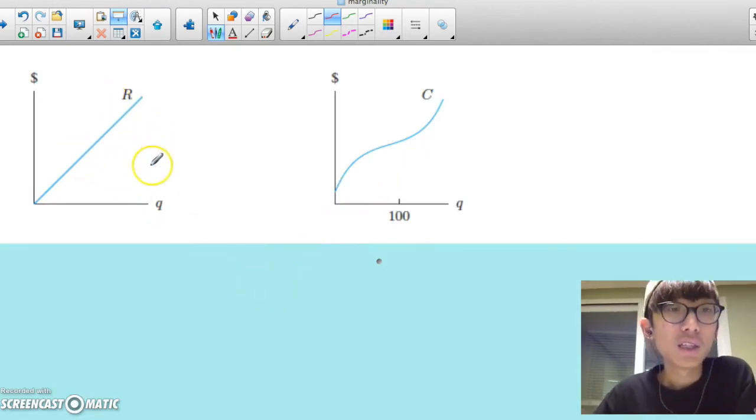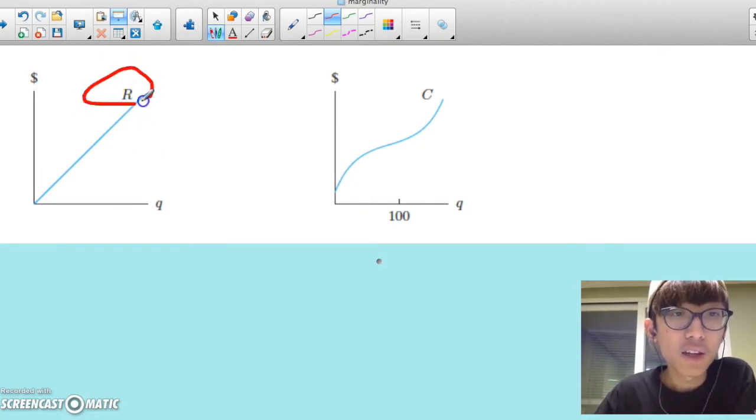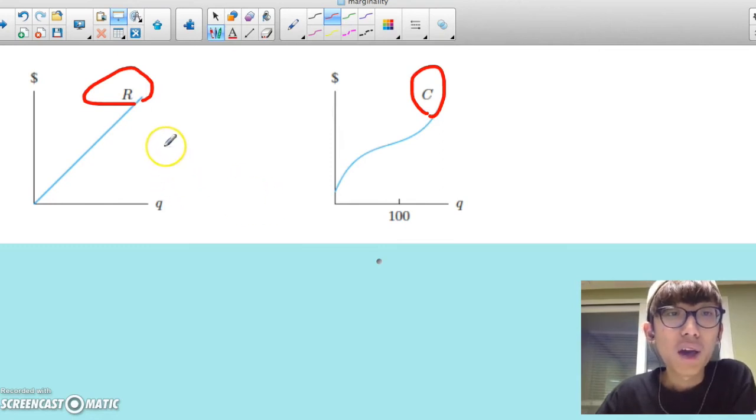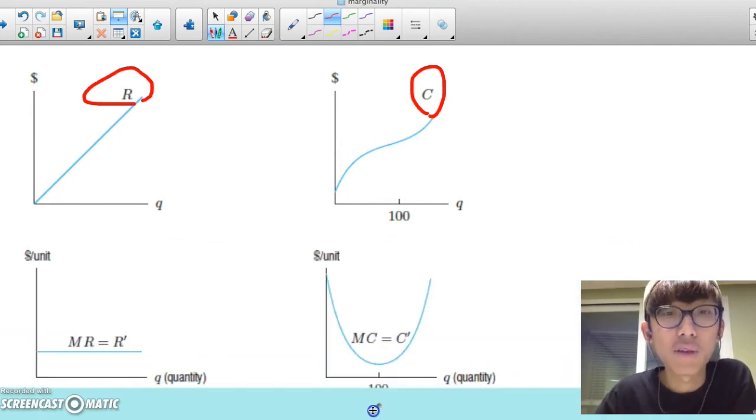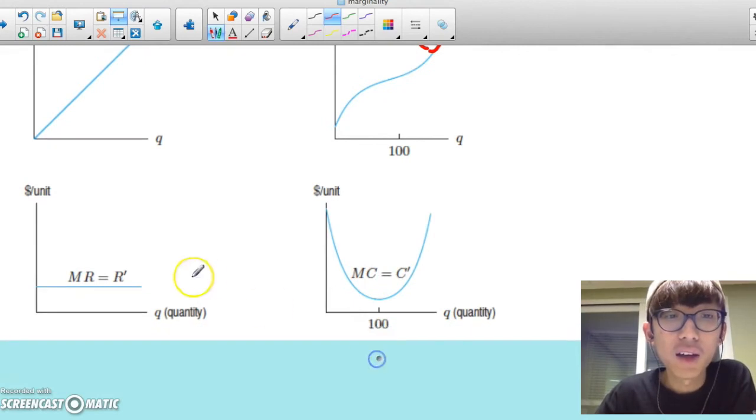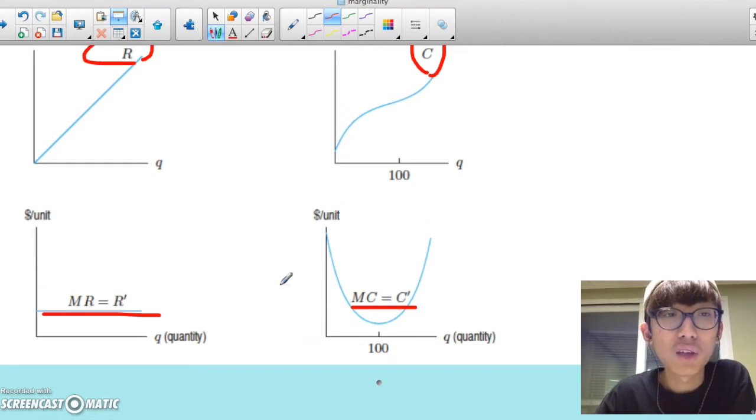So look at these two functions. This is the revenue graph, and this is the cost graph that we've seen before. To find the marginal revenue and marginal cost of these two graphs, how do we do it? It's so simple. We just need to draw the derivatives of these two graphs. And look, ta-da! So simple, right? As long as you know how to draw a derivative graph, figuring out marginal revenue and marginal cost is super easy, whether you have to do it graphically or analytically using equations.